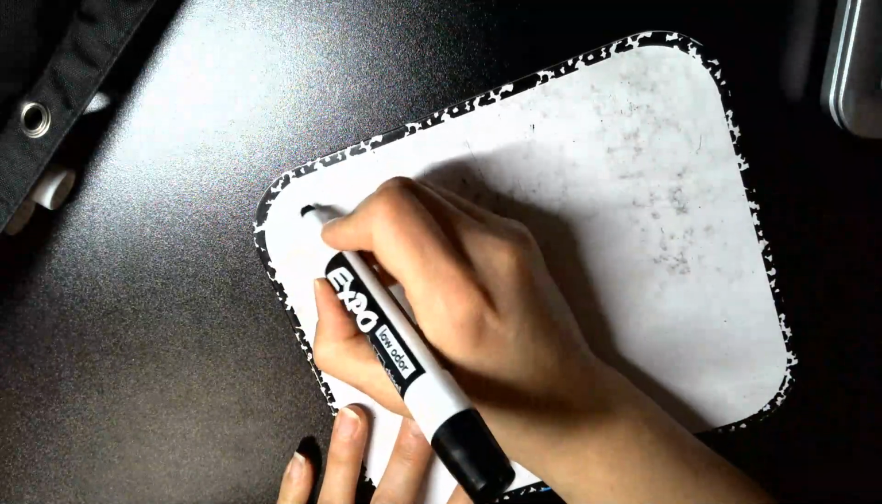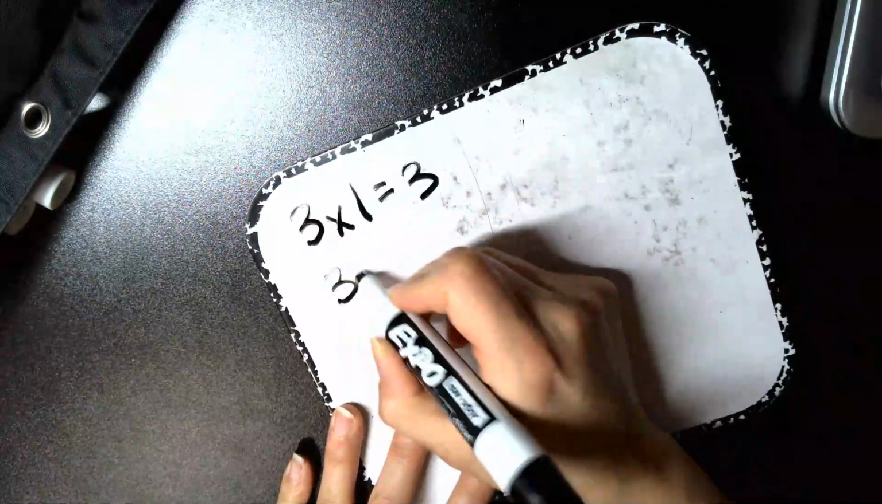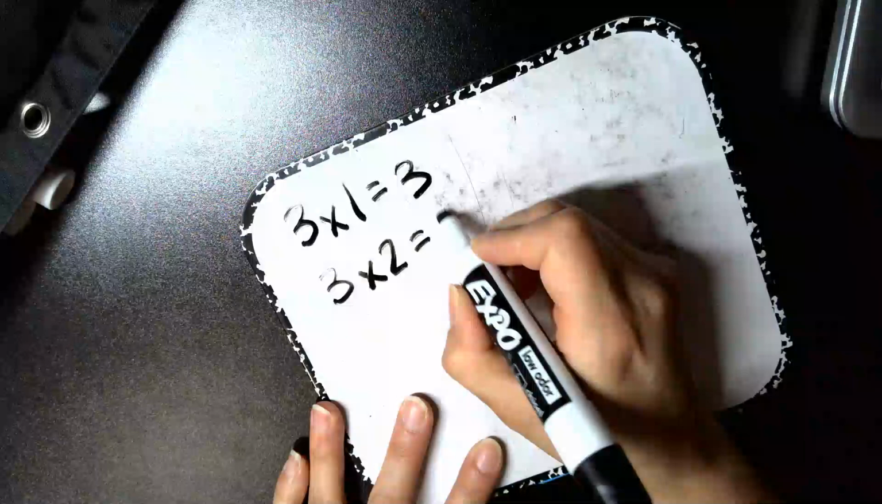Okay, so for the 3's, you do 3 times 1 is 3. 3 times 2 equals 6.